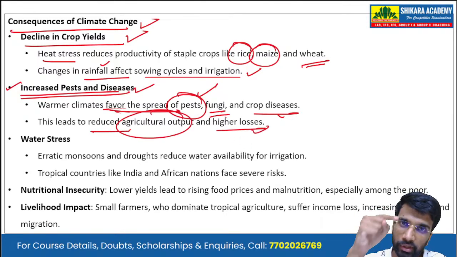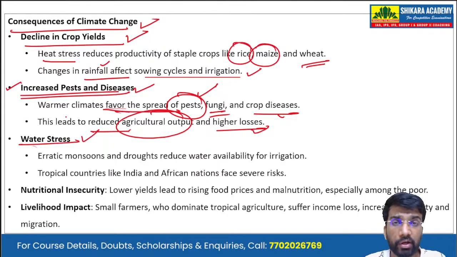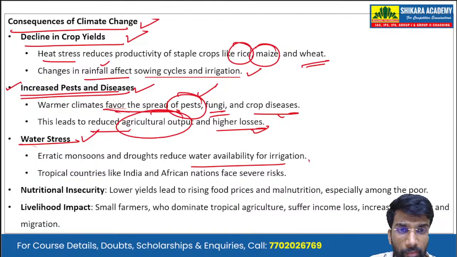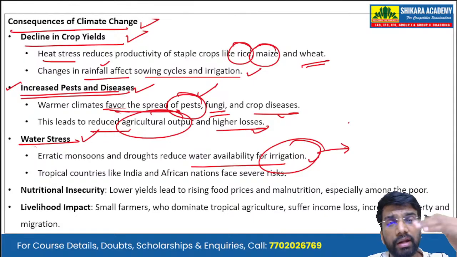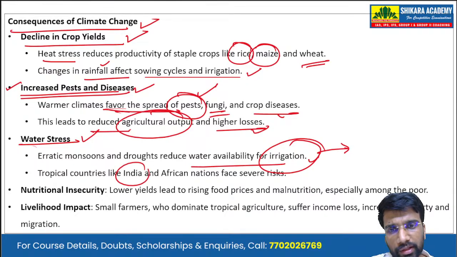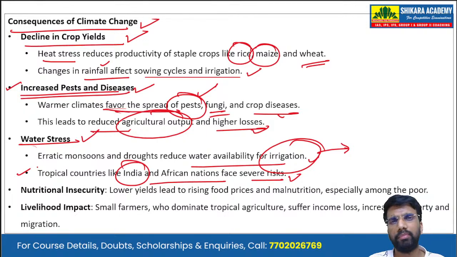Because of the heat stress, there is a decline in crop productivity. Then because of the increased pests and diseases, crop productivity is coming down, and both of them lead to higher losses. Third is the water stress. Erratic monsoons and droughts reduce the water availability for irrigation. So more and more resources have to be shifted towards irrigation, and that raises the agricultural cost. Tropical countries like India and African nations face severe risks. In India we know that around 50% of agricultural land is still rain-fed.